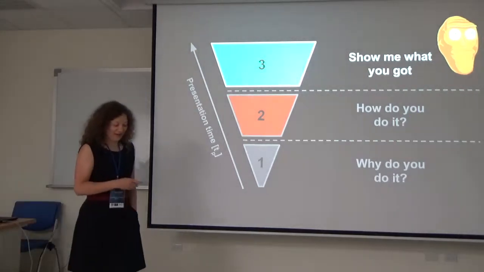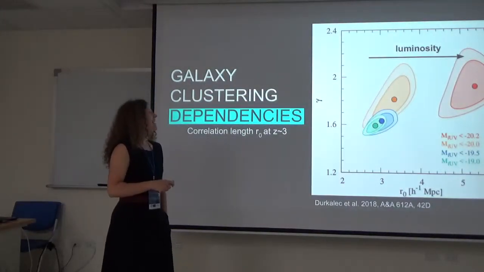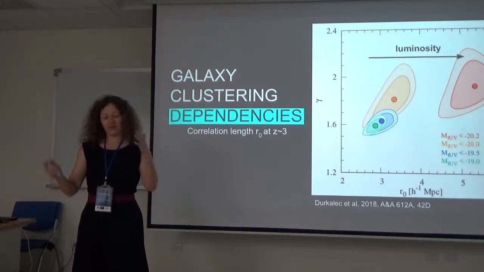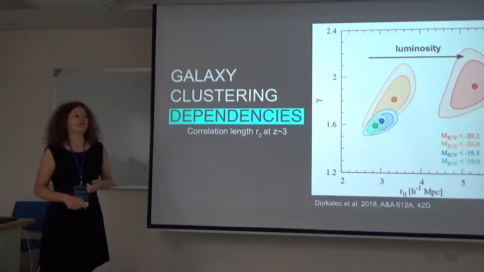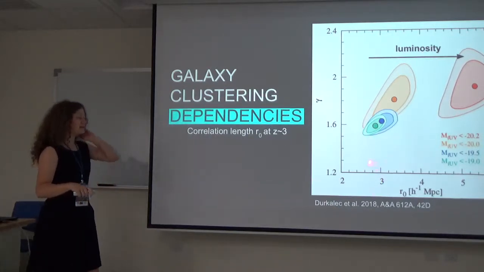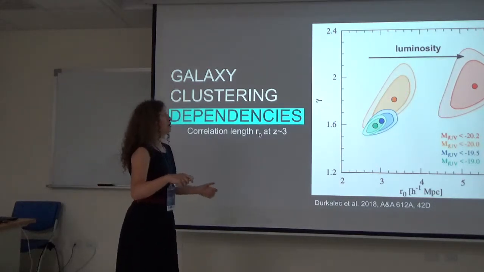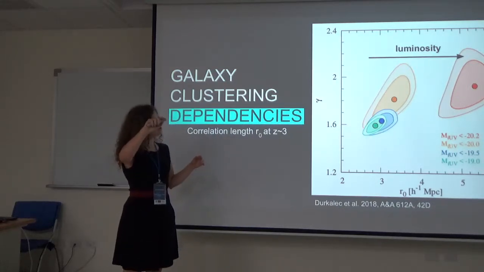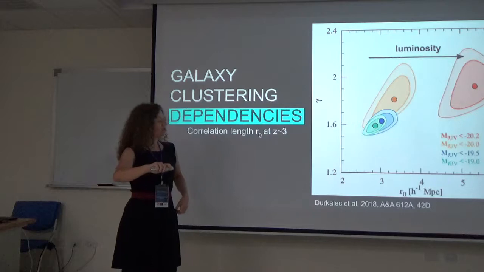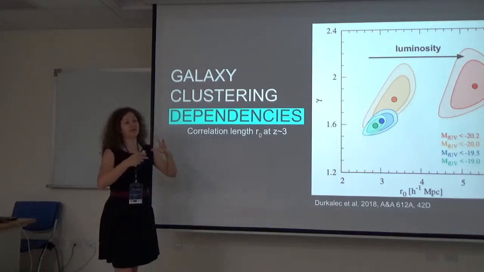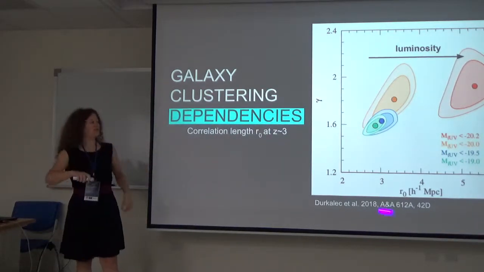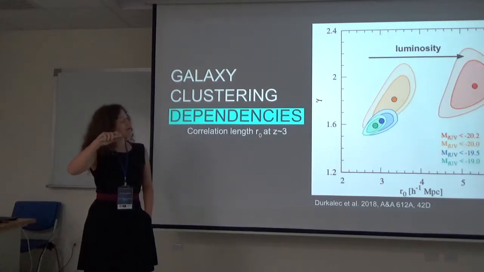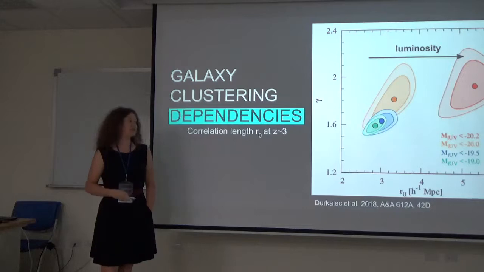So what did we get? First of all, we divided our sample into different luminosity and stellar mass samples of galaxies, and we found that the strength of the correlation increases with luminosity: here are the galaxies, here is the increasing luminosity, here is the increasing strength of the clustering. So these are basically denser environments, which means that the more luminous galaxies tend to be more clustered.